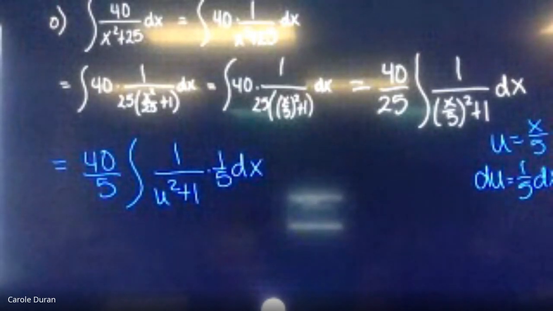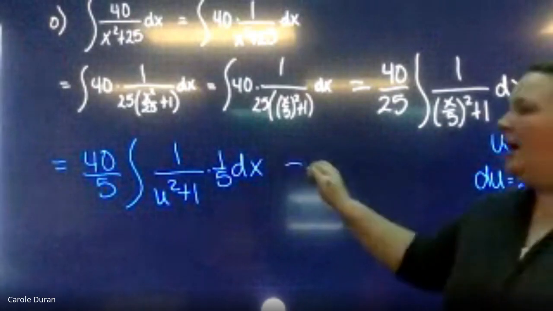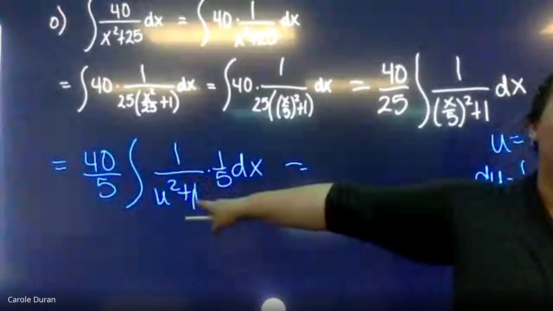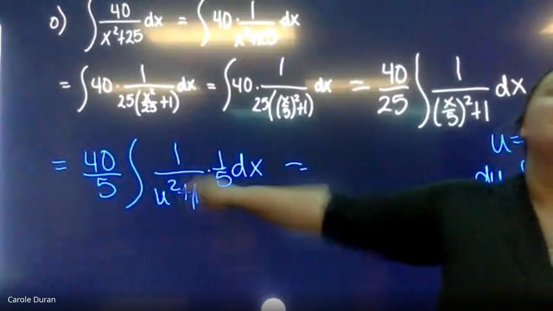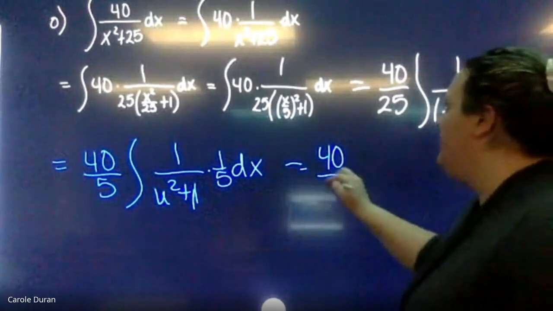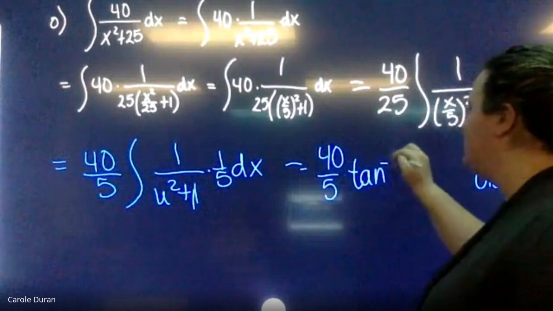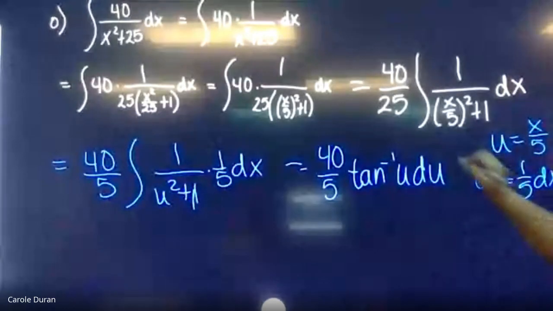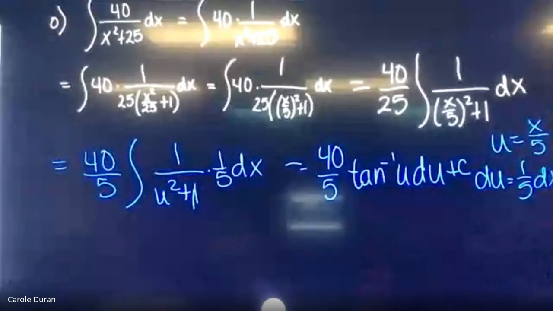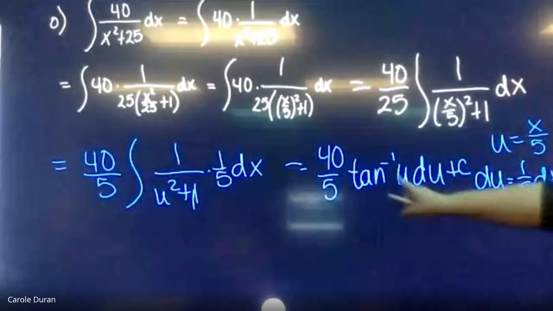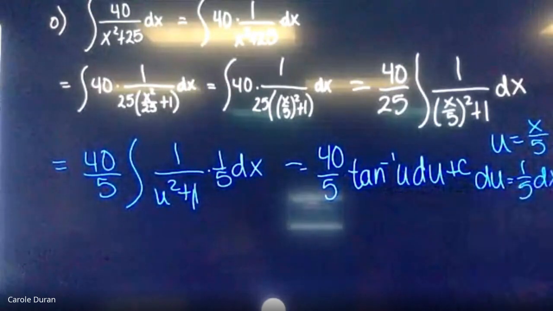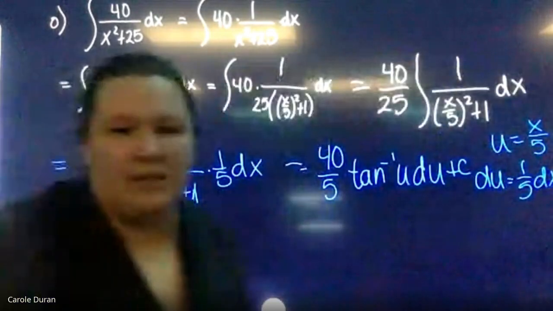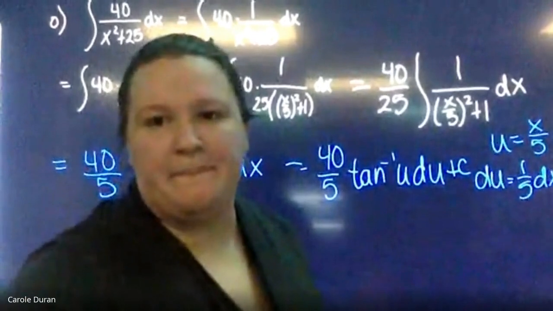And now I can antidifferentiate. I know that the antiderivative of 1 over u squared plus 1 is what? Tan inverse. So this is 40 over 5 times tan inverse of u. And then plus c. And then, of course, I can go ahead and put my u back in, and I can reduce the 40 over 5. And that would be the antiderivative of this function.